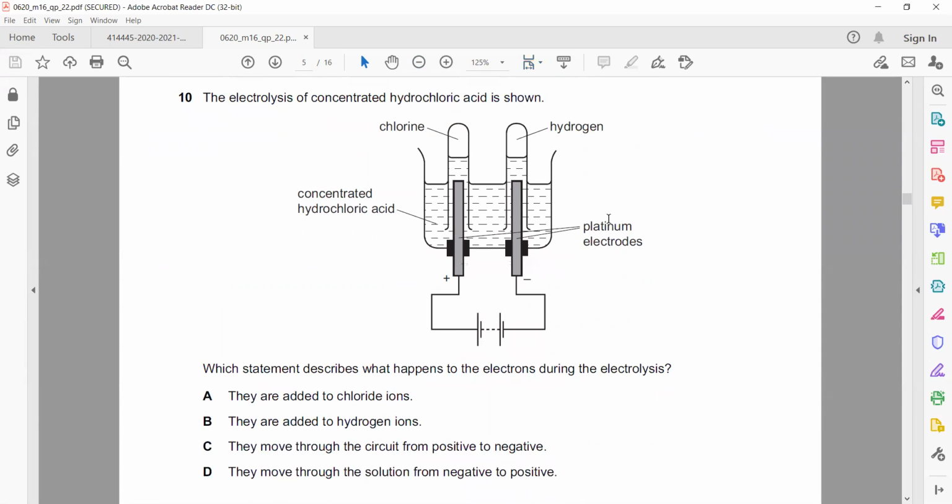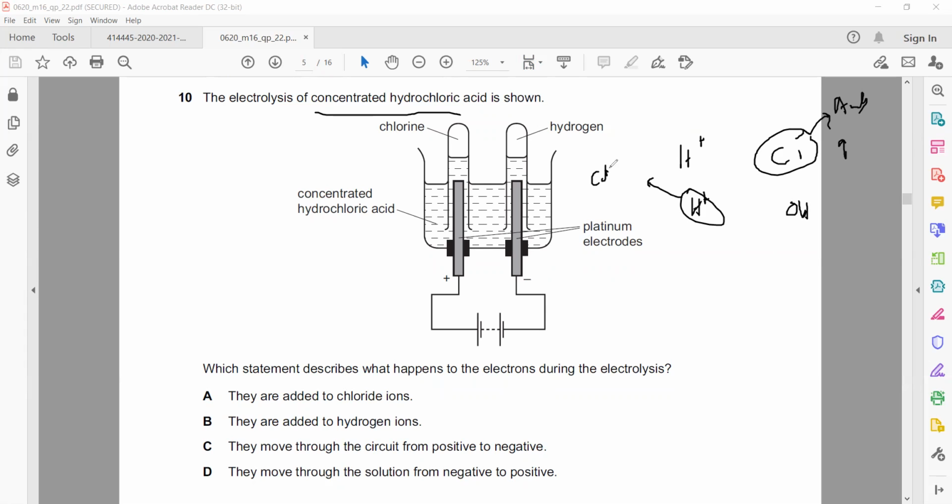Question 10. Electrolysis of concentrated hydrochloric acid. Concentrated hydrochloric acid contains hydrogen ions and chloride ions, and it's an acid, so acids are aqueous, with H and OH ions. Because it is concentrated, the Cl ion will move towards the anode, and hydrogen, any one of them, can move towards the cathode. So what is the right answer for question 10?